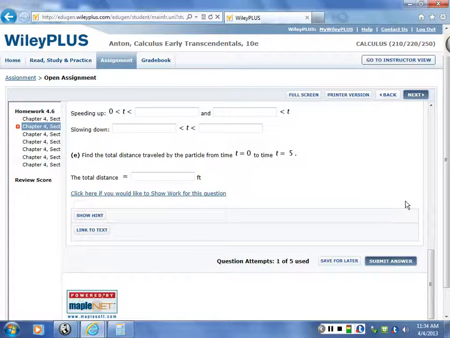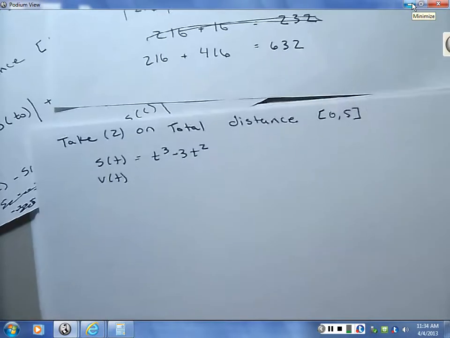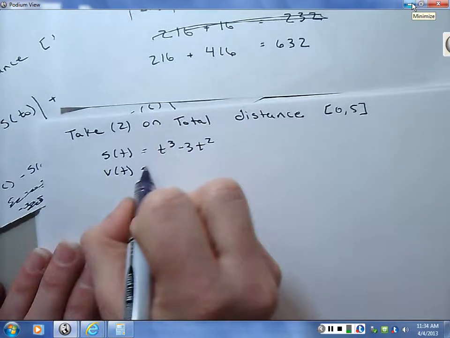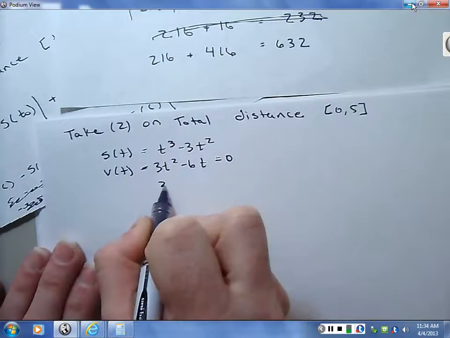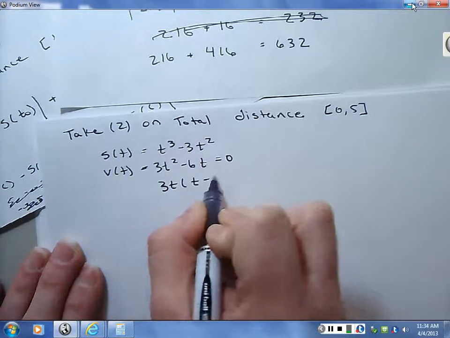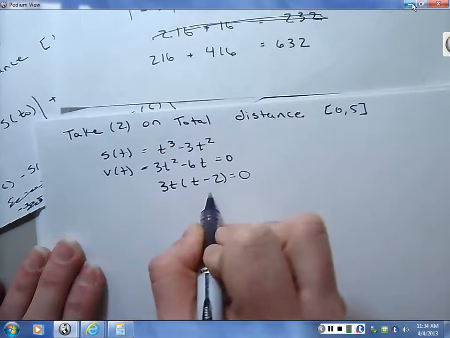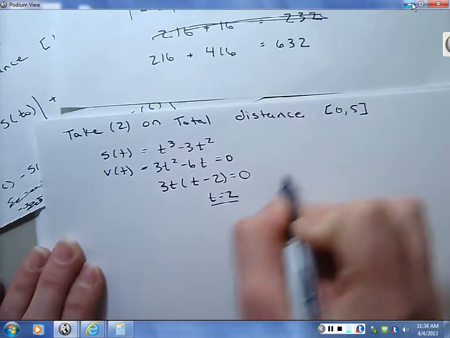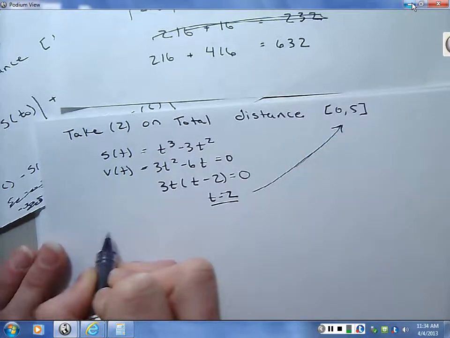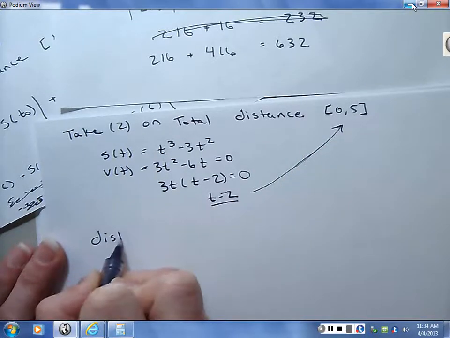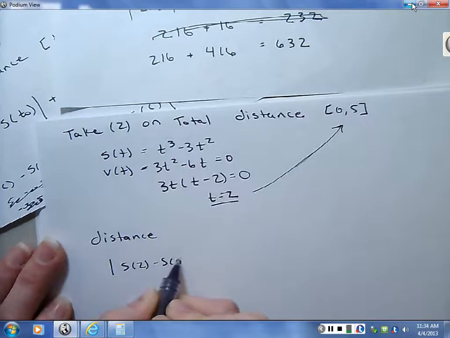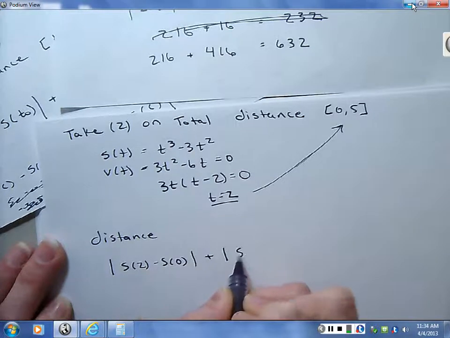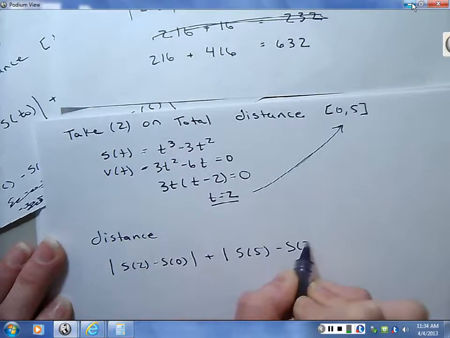So velocity. The velocity function here would be 3t squared minus 6t. Set that equal to 0. Factor out a 3t, I'm left with a t minus 2. So t equals 2 is within this interval. So the distance is going to be s of 2 minus s of 0 plus s of 5 minus s of 2.